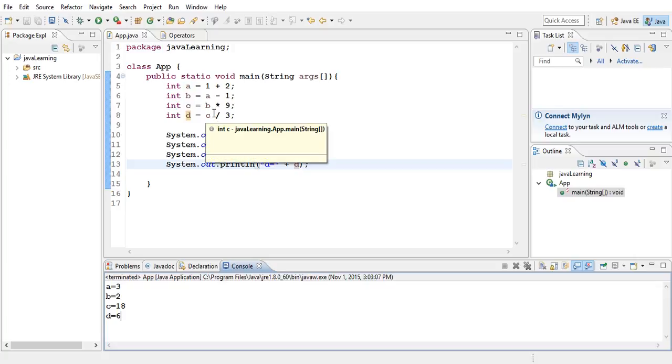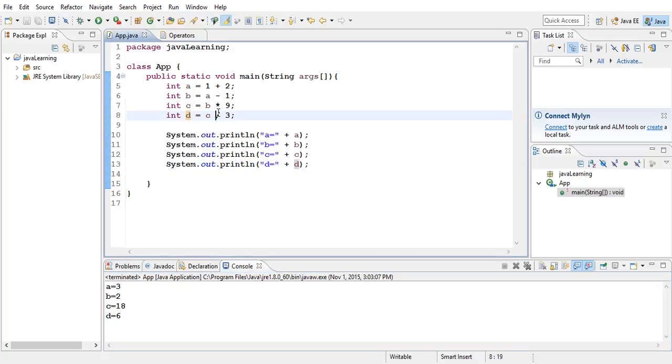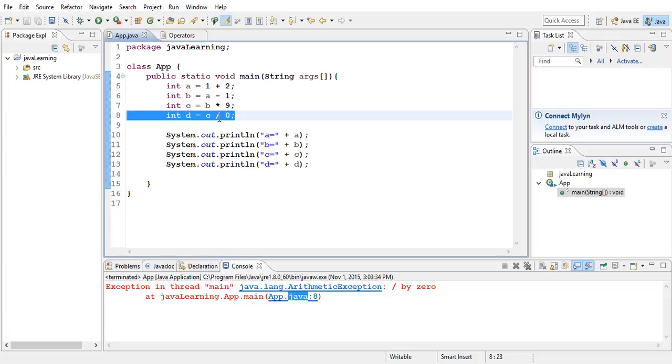While performing this division operation, we must be careful that we won't encounter the compile time error, that is division by 0. So when we try to run this, we'll get the error that is division by 0 at this statement. So just handle this carefully.